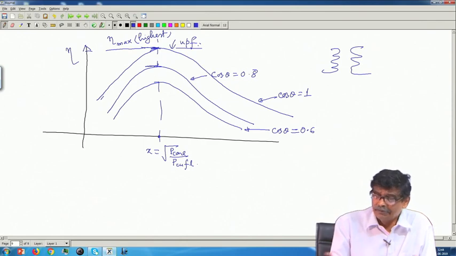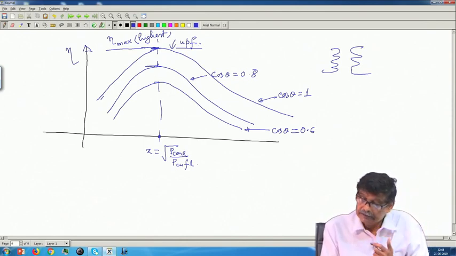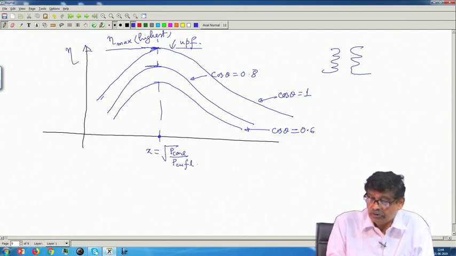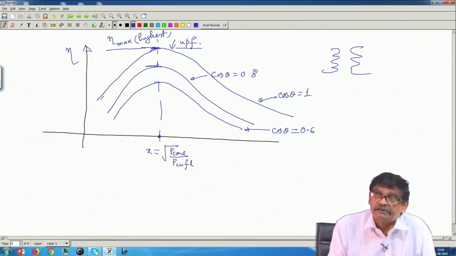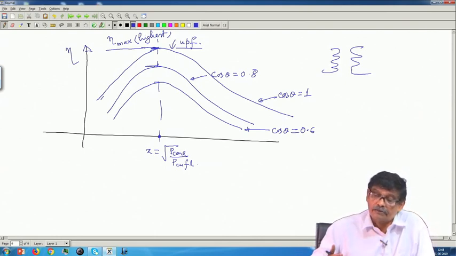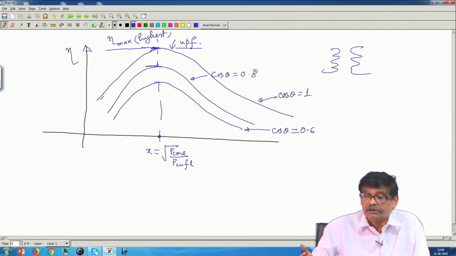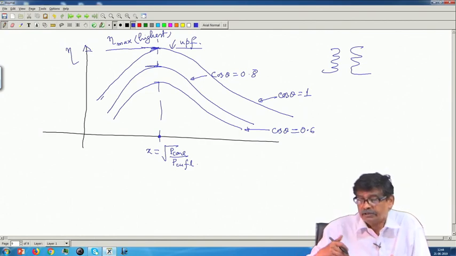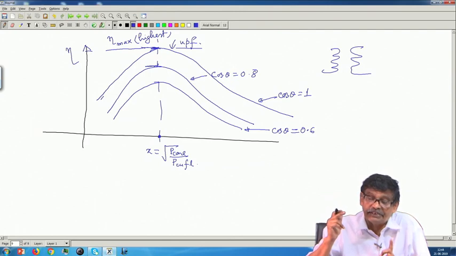But nonetheless, whatever be the power factor, the load at which this maxima will occur, that is fixed. So, this family of curves now brings out the total picture of what is going on in a transformer when you are changing load, both power factor and impedance.